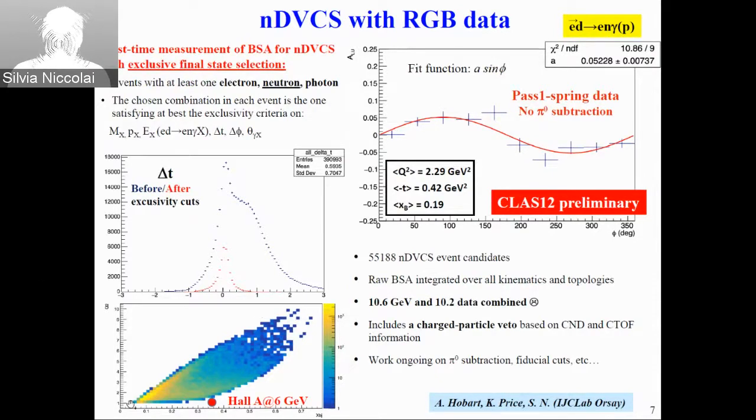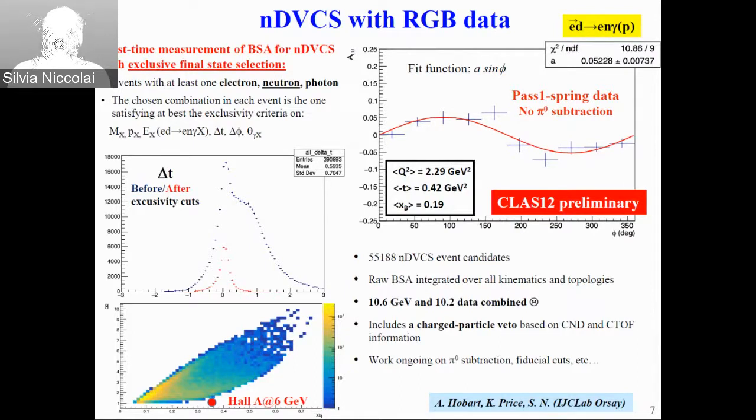Here down you see the Q square and x Bjorken distribution of the selected NDVCS events compared to the point that was measured in Hall A at 6 GeV. Analyzing the spring data, which is 50% of the data we have now, we have 55,000 NDVCS event candidates. And you can see here a preview of our beam spin asymmetry.